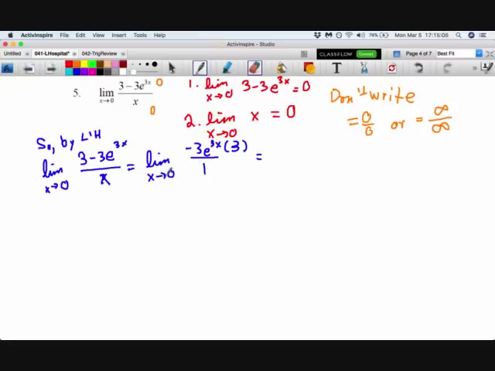And here, now we can plug in 0. Because the bottom's not changing, the top is, we should get negative 9 e to the 0 over 1, which is just negative 9. Done. Easy peasy.